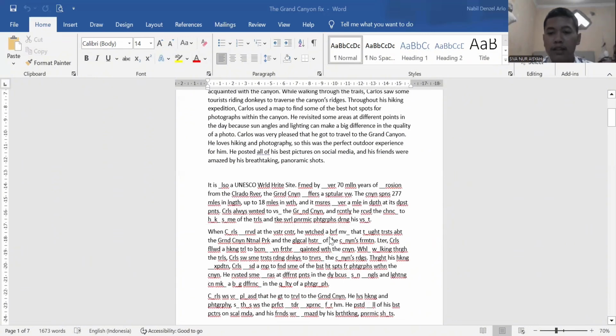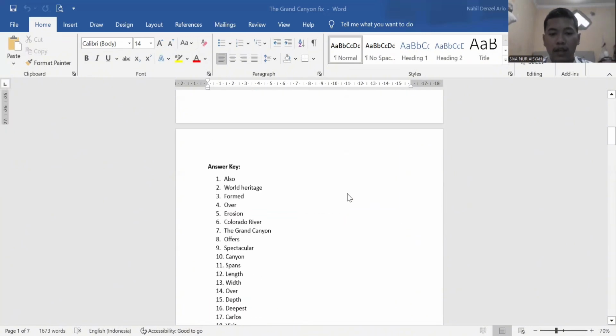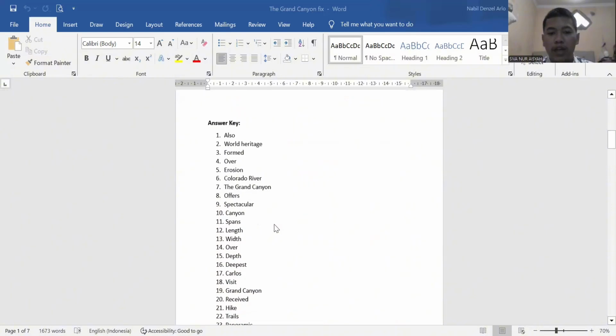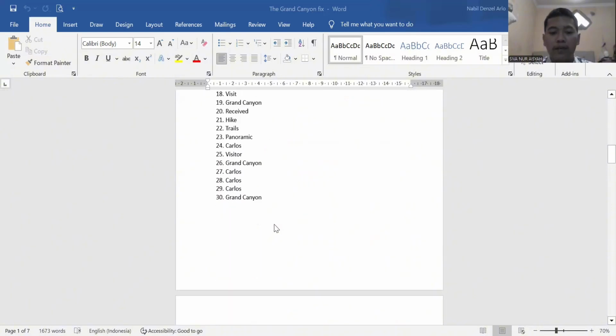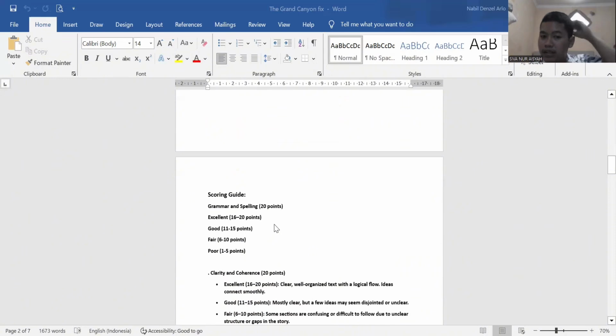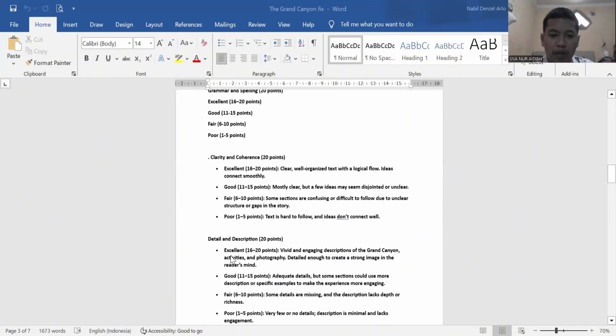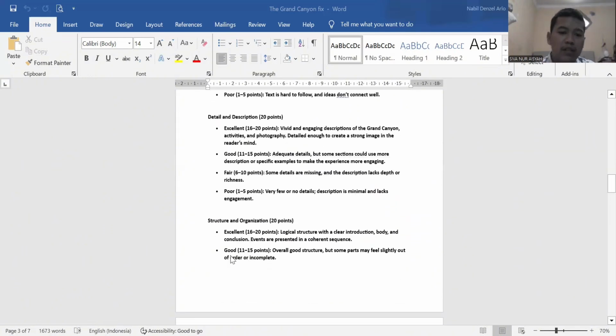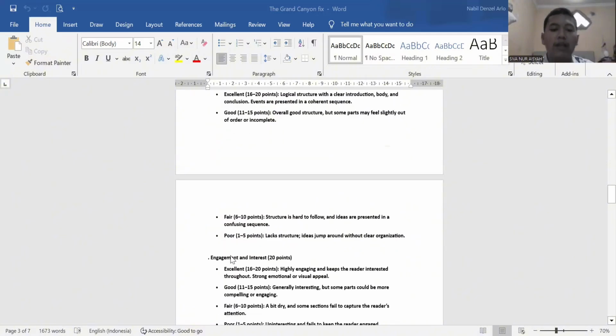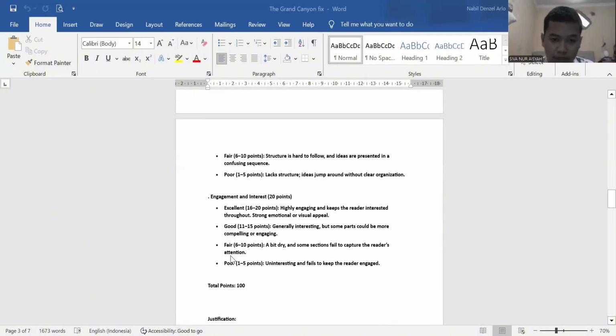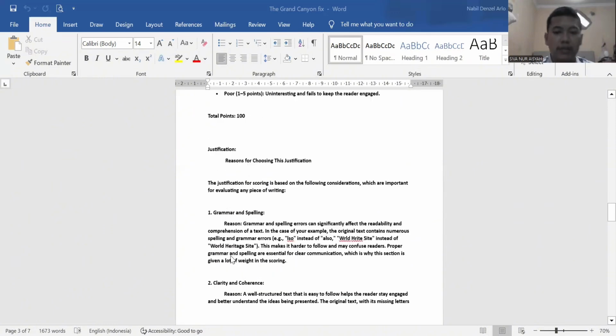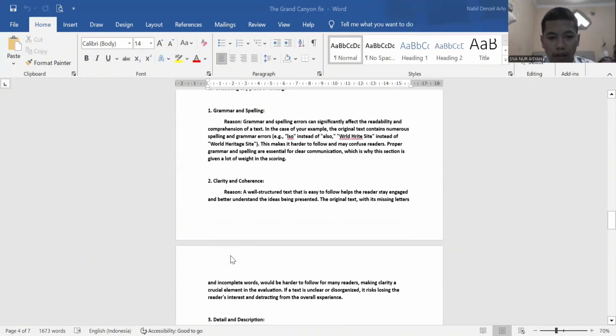And this is the C-test from the text and the answer key. In the answer key, there are 30 answers. The scoring guide is grammar and spelling 20 points; excellent 16 to 20 points, good 11 to 15 points, fair 6 to 10 points, and poor 1 to 5 points. Clarity and coherence 20 points, detail and description 20 points, structure and organization 20 points, engagement and interest 20 points, and the total is 100 points.